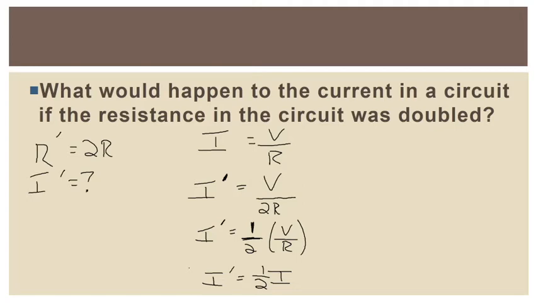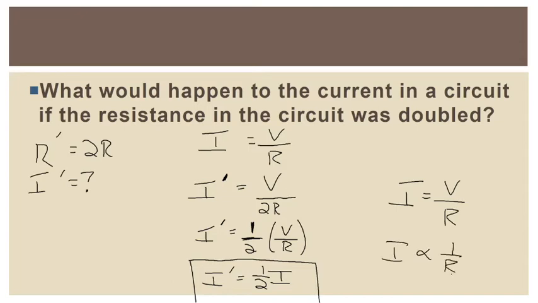And that answer, I hope, should make sense. Because we said before, if we look at the equation for current, we see that the current is inversely proportional to the resistance, or is directly proportional to the inverse of the resistance. Same thing. And because the current is inversely proportional to the resistance, an increase in the resistance should yield a decrease in the current. That's what it means for two variables to be inversely proportional.